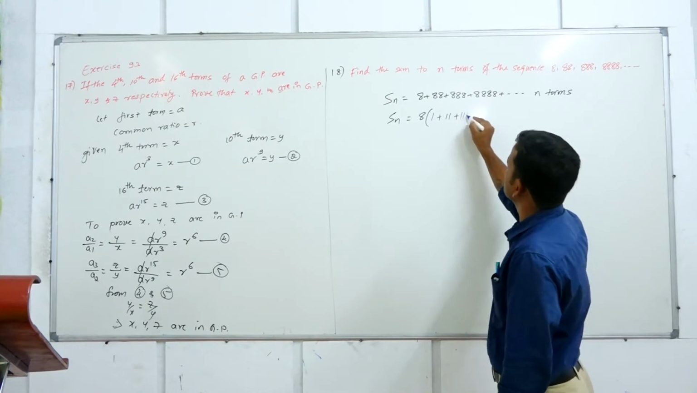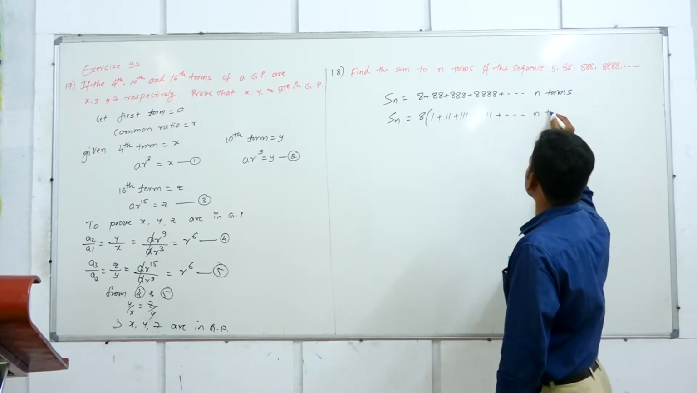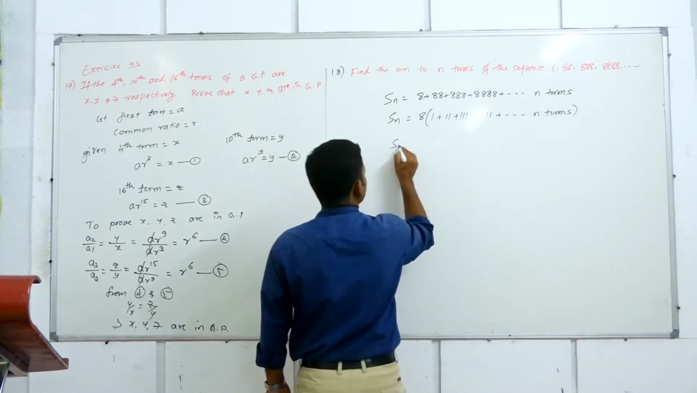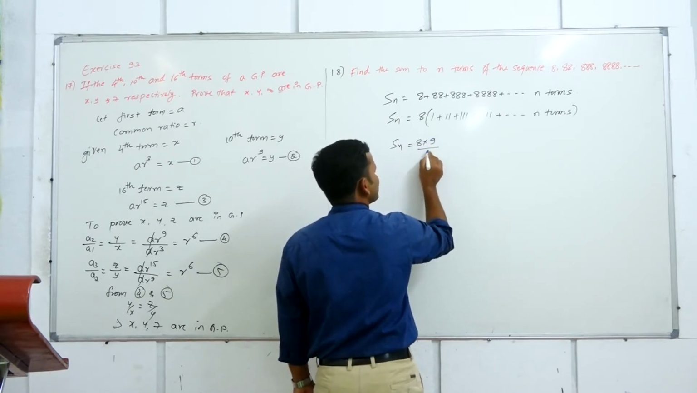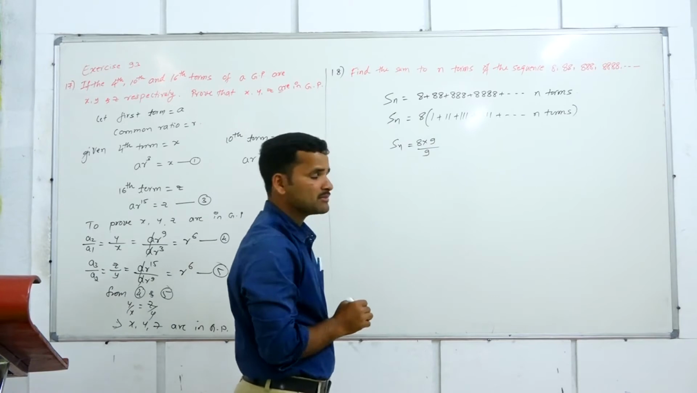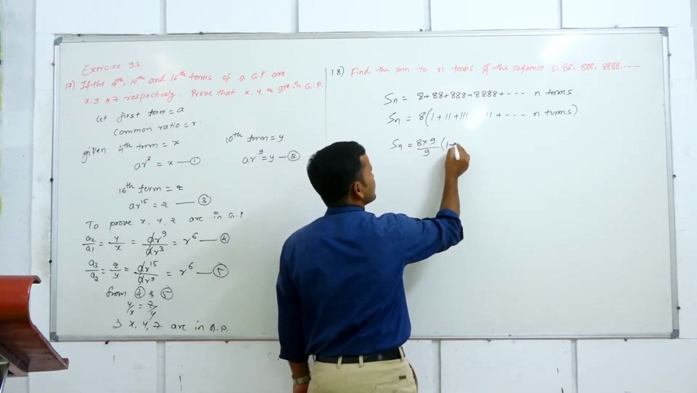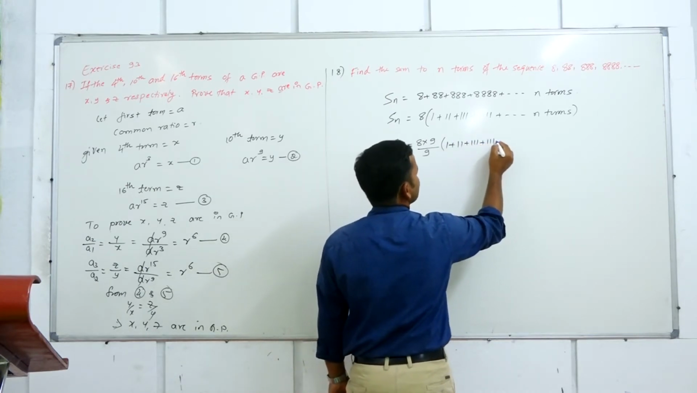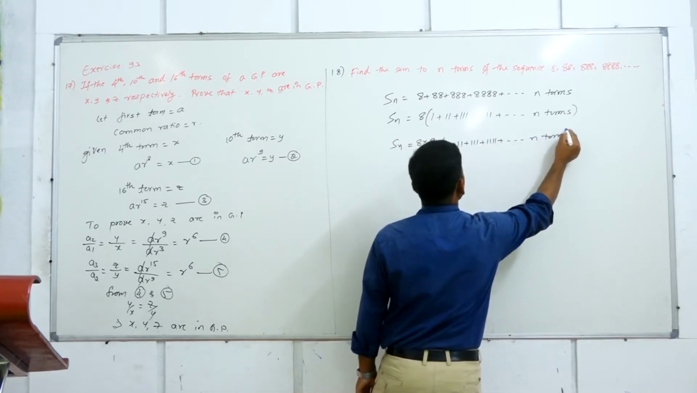Next here, 1, 1, 1, 1, 1, 1, so on, like this. Again, how many terms are there? Again, n terms are there. Sn is equal to, here what I will do, 8 into, I will multiply by 9 and divide by 9. Multiplying by 9 and dividing by 9, there is no change with that. 1, 11, 111, 1111, so on up to n terms.